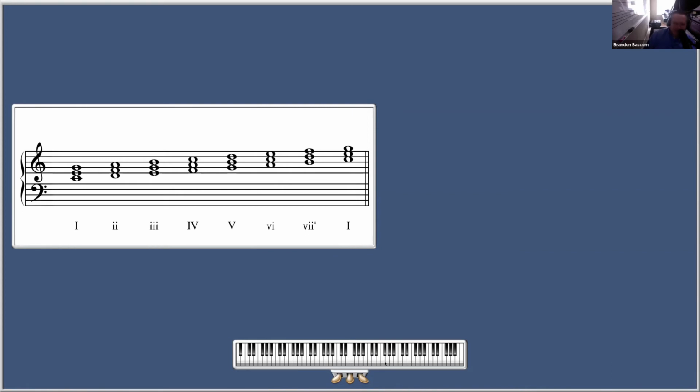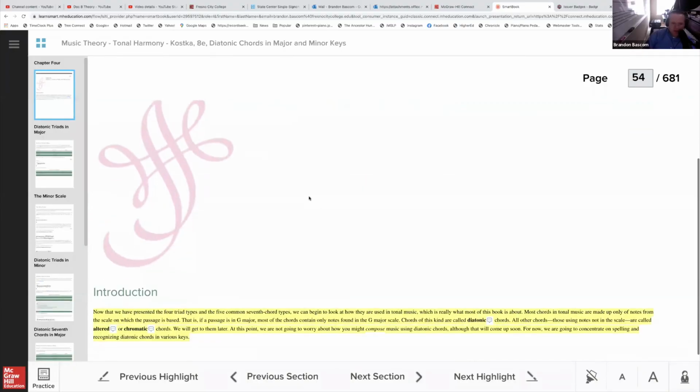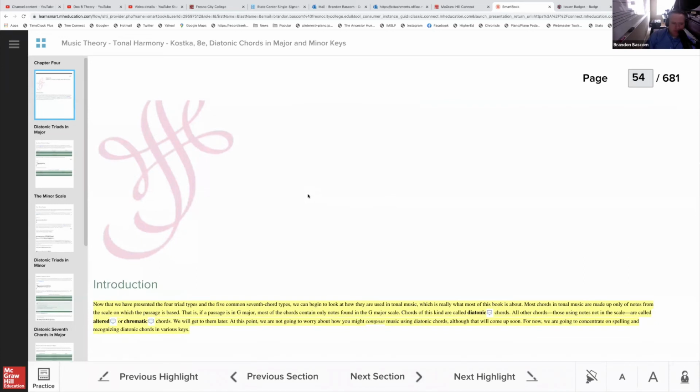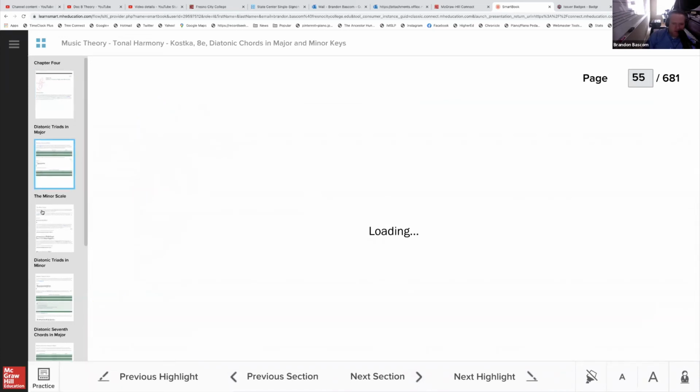Are there questions on diatonic triads? 1, 4, and 5 are capitalized because they are major chords. 2, 3, and 6 are lowercase because they are minor chords. 7 is lowercase with a diminished degree symbol because it's diminished. Are we good? All right. So that's what chapter 4 was all about. What belongs in the key.